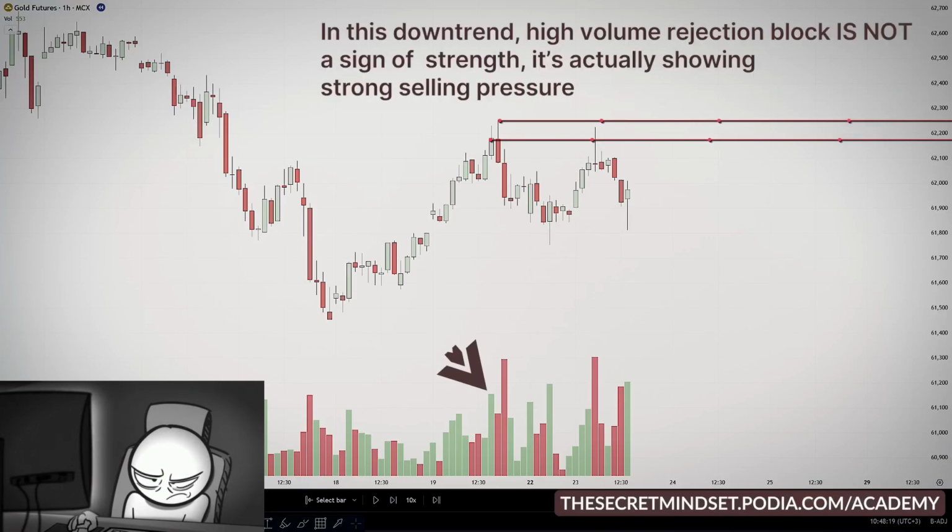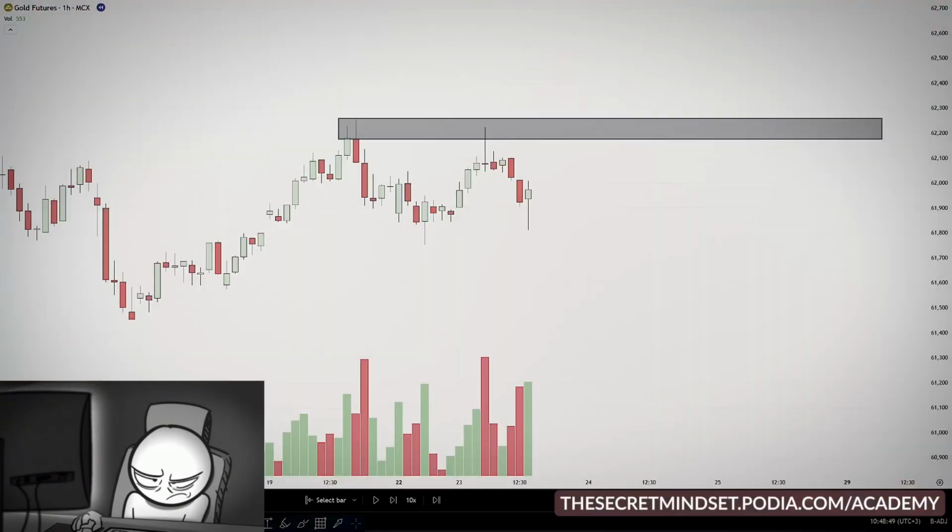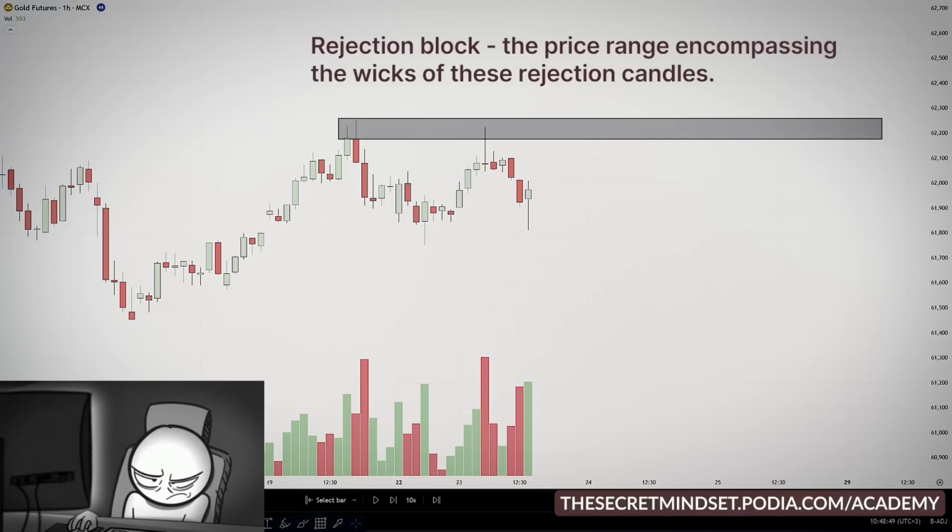For many traders, seeing high volume can be misleading. They might interpret it as a sign of strength in the most recent trend, not realizing that in this context, it's actually showing strong selling pressure. Once we've identified the 2-wick rejection and confirmed high volume, we can define the rejection block. This is the price range encompassing the wicks of these rejection candles.